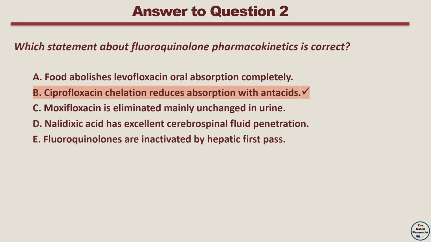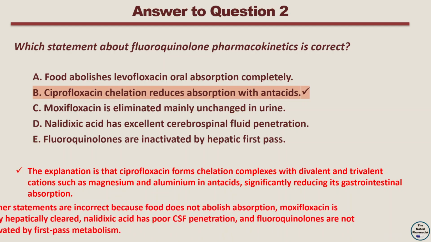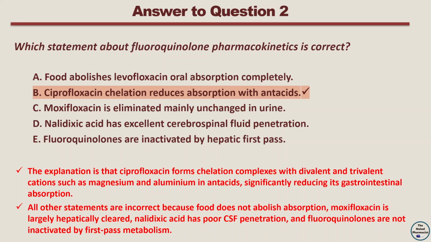The correct answer is option B. Ciprofloxacin chelation reduces absorption with antacids. The explanation is that ciprofloxacin forms chelation complexes with divalent and trivalent cations such as magnesium and aluminium in antacids, significantly reducing its gastrointestinal absorption. All other statements are incorrect because food does not abolish absorption, moxifloxacin is largely hepatically cleared, nalidixic acid has poor CSF penetration, and fluoroquinolones are not inactivated by first-pass metabolism.